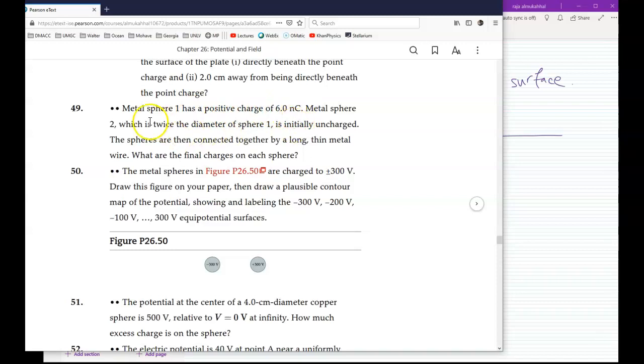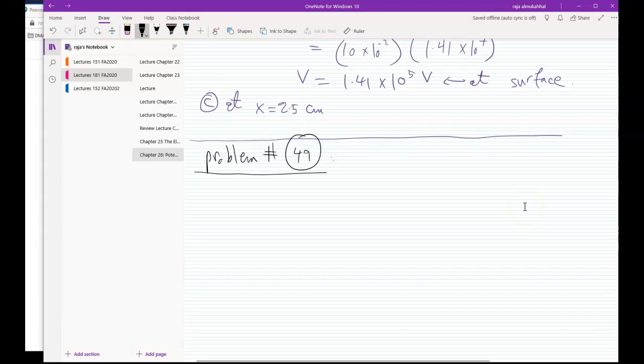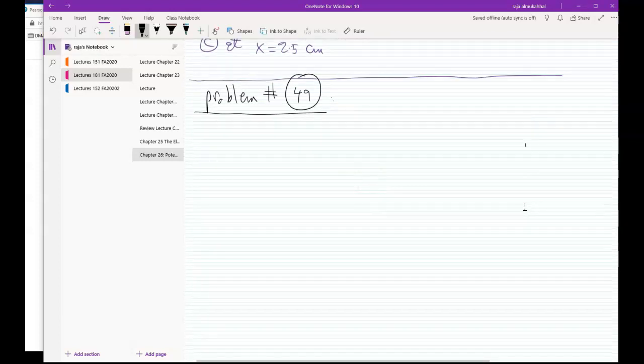Metal sphere 2, which is twice the diameter of sphere 1, is initially uncharged. Okay? The spheres are then connected together by a long, thin metal wire. What are the final charges on each sphere? All right? You can pause the video and think about this problem. Here is how it works. Let me show you a picture of it.